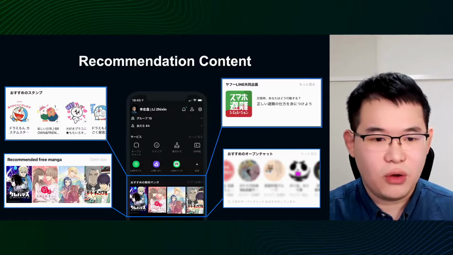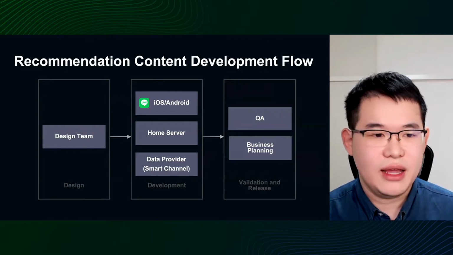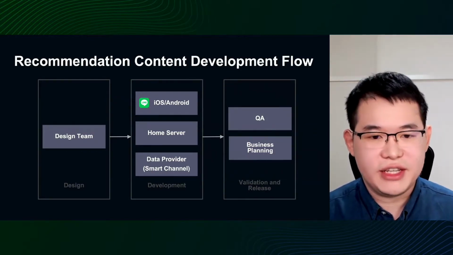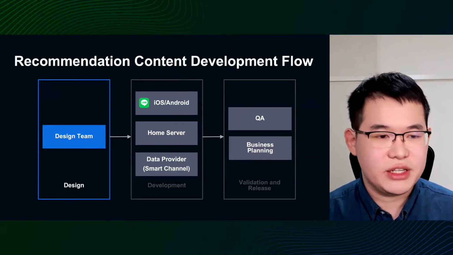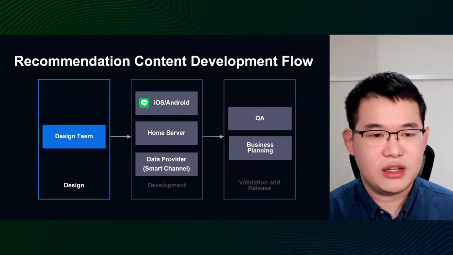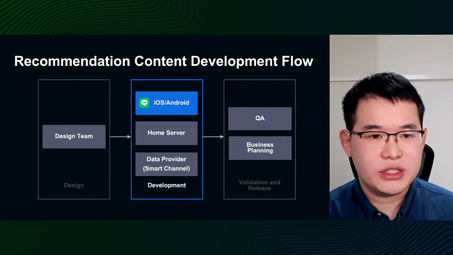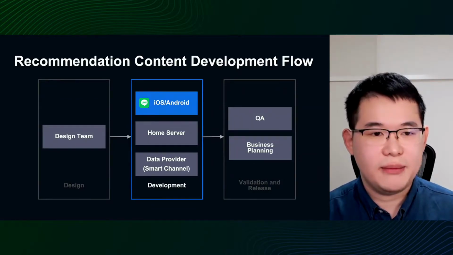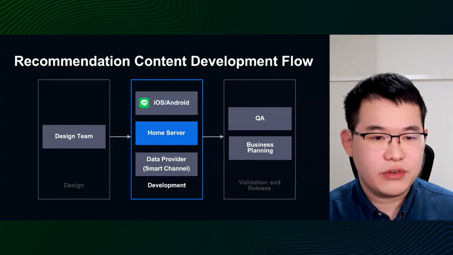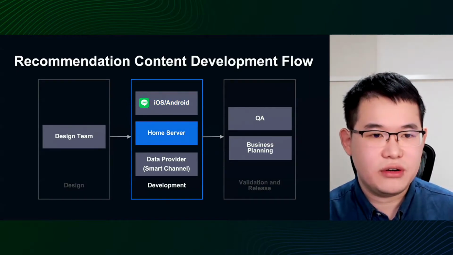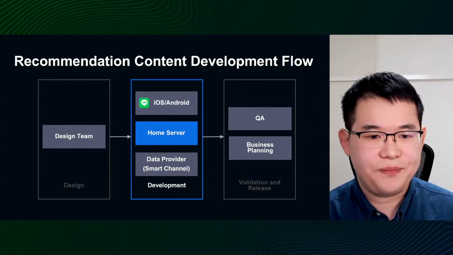As a common flow to create recommendation contents, we usually have three steps: design, development, validation, and release. In the design step, our designer makes the UI for the recommendation based on the trend and the feature of that. And in the development part, iOS and Android team members implement the UI in the client version, and the home server, which is an API server for the client, will add the response data to the API.